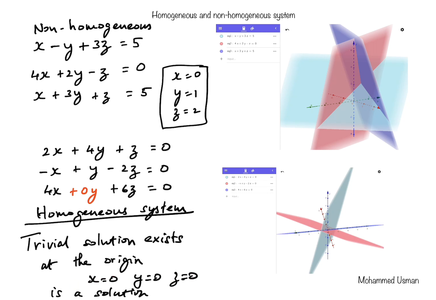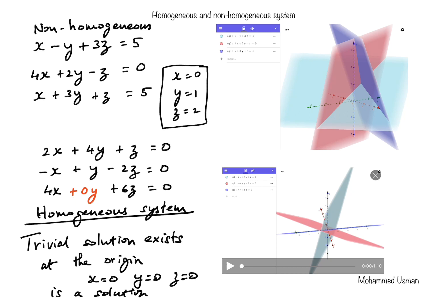You will see for yourself from this video that for this system of equations, I have plotted the planes, and indeed all these planes representing each of these equations are passing through the origin. The first equation is represented by the green plane, the second equation by the red plane, and the third equation by the violet plane.